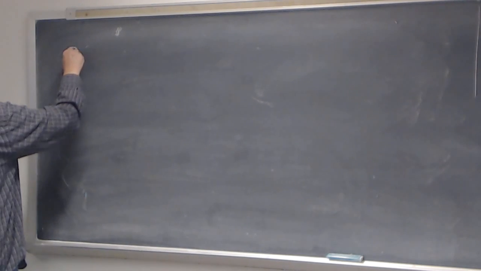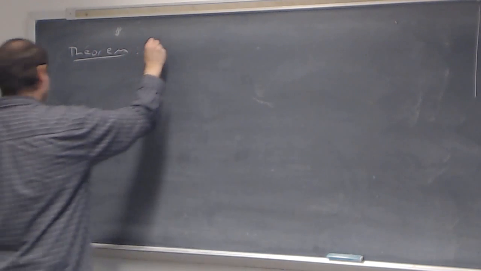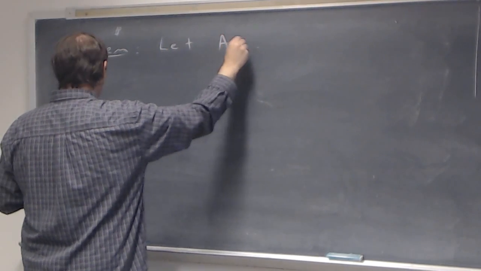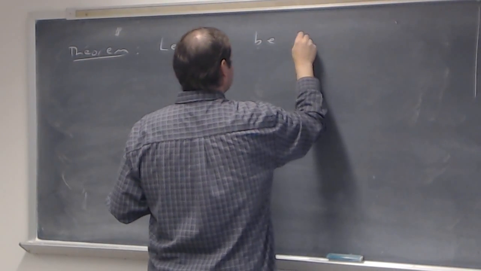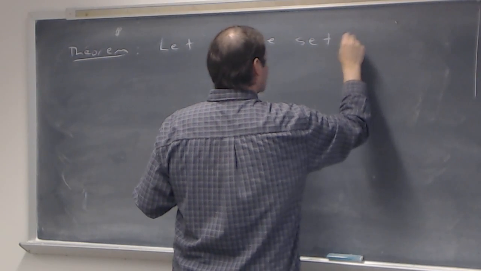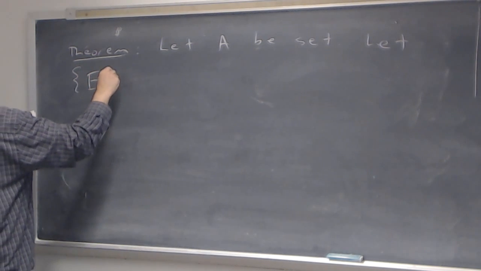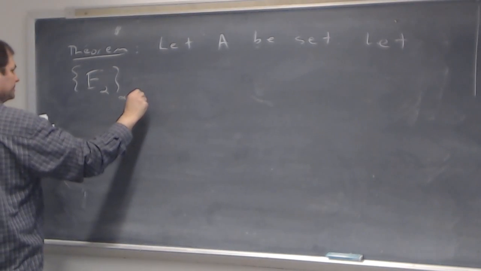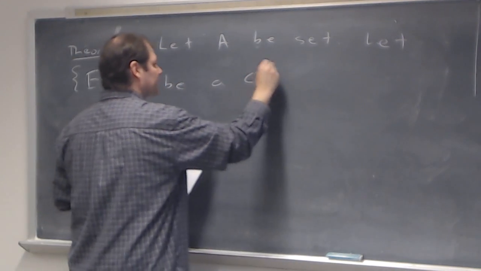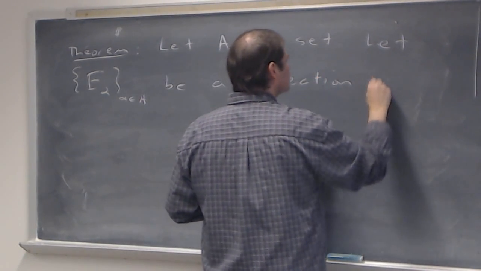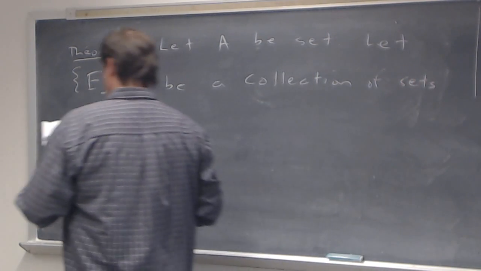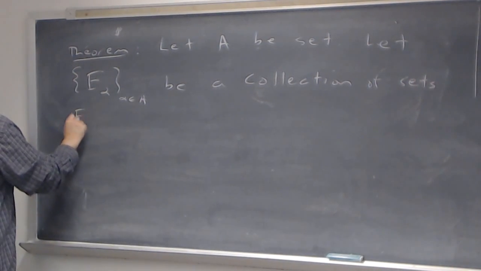Okay, next I'm going to look at more of a set theoretic fact. And here's what it says. Let A be a set. It's going to be our indexing set. Let the collection of E sub alpha, alpha an element of A, be a collection of sets. And we're giving them names, E alpha.